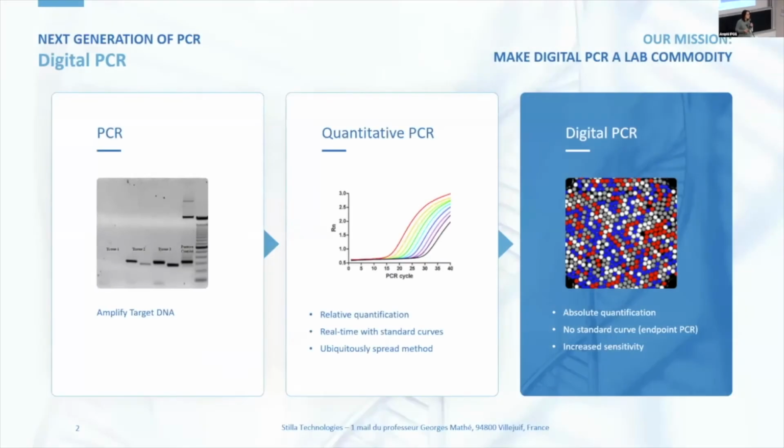Digital PCR is the third generation of the well-known polymerase chain reaction amplification, where we amplify specifically a target and follow the evolution of a fluorescent signal in the reaction while the amplification takes place. The main advantages of digital PCR over qPCR is that it's an absolute quantification method, so you don't have to refer to a standard curve to quantify the target in solution. And it also presents an increased sensitivity.